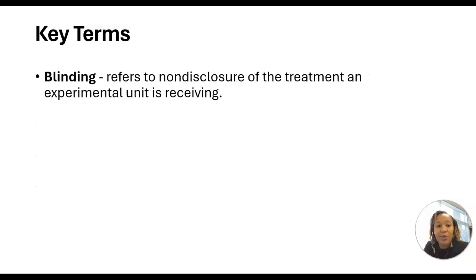All right, and we have some more terms we want to talk about, and blinding is one. Blinding refers to non-disclosure of the treatment an experimental unit is receiving. So that's when they don't know whether they're receiving a treatment or not. Okay, whether they're receiving the real drug or not the real drug.